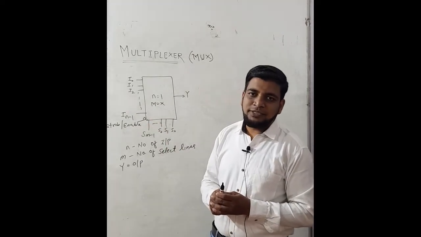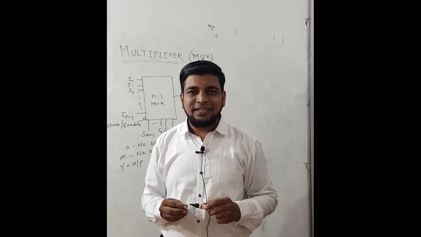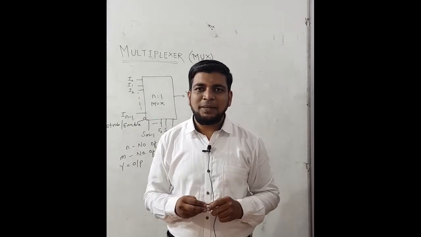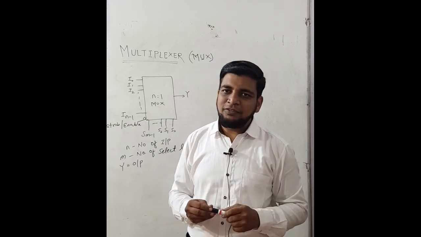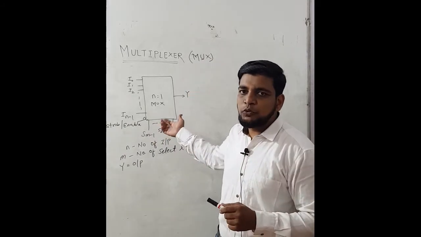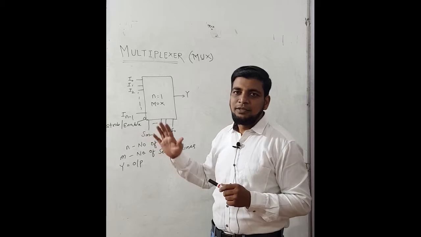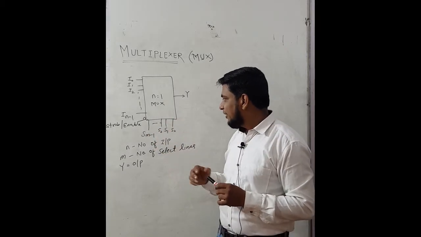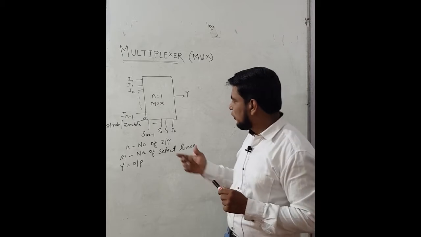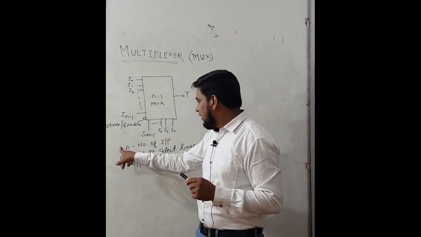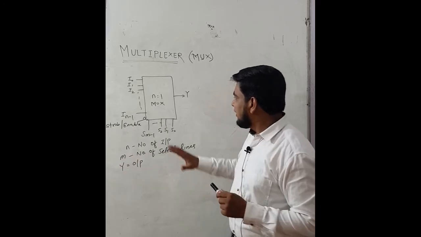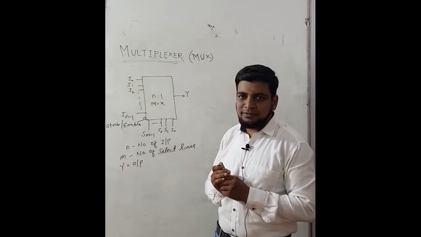One more purpose of this input is for cascading. When we are using multiple multiplexers, in the designing part you will understand the actual use of this strobe input. In the next lecture we will see how to design various multiplexers, and it will be more clear to you. So n is the number of inputs, m is the number of select lines and Y is the output. This is the logic diagram of a multiplexer.